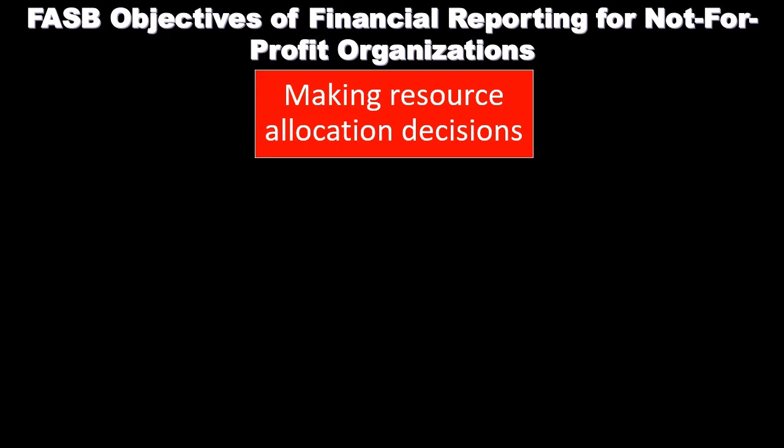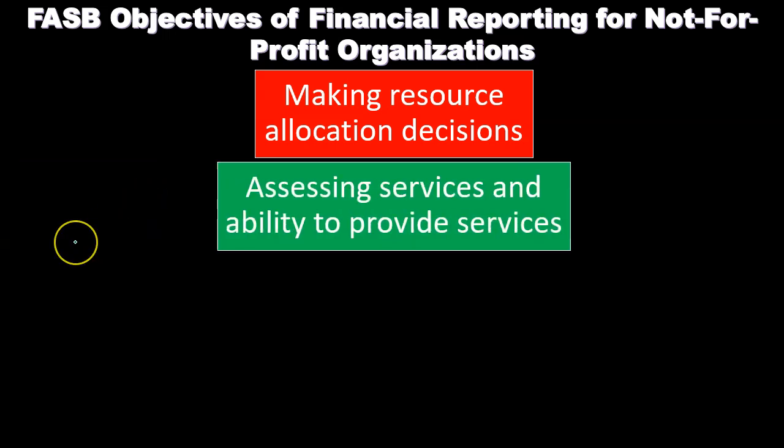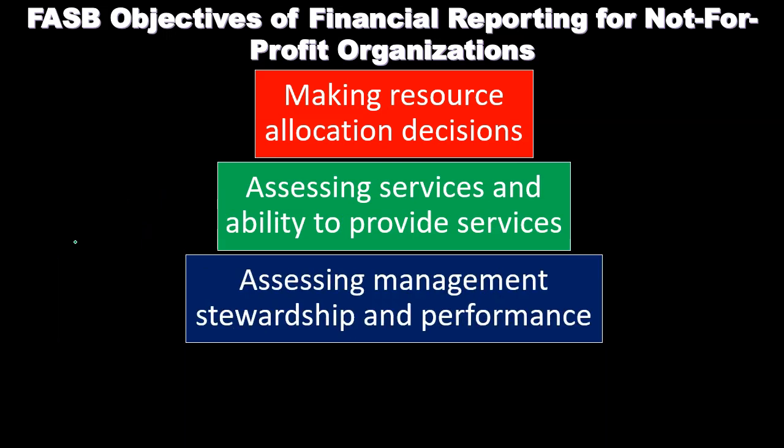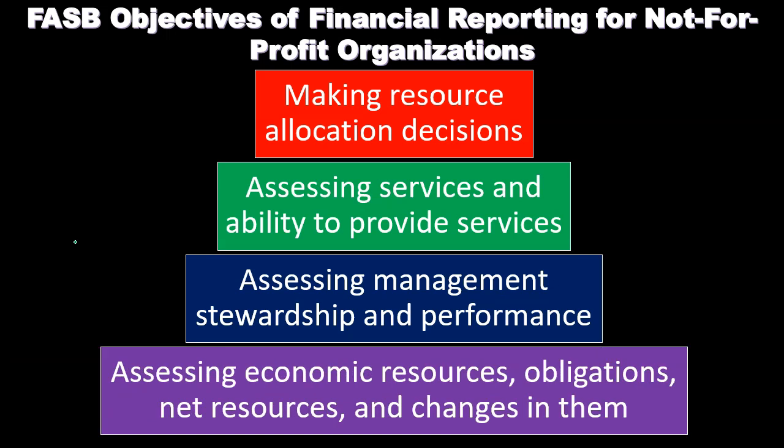It'll become a lot more transparent, and this is why I really recommend working through problems, because as you work through the problems, you start to see when you record transactions what is the same and what's going to be different. Then you can get that foundation principle and branch out to those things that are different. The objectives are: making resource allocation decisions, assessing services and ability to provide services, assessing management stewardship and performance, and assessing economic resources, obligations, net resources, and changes in them.